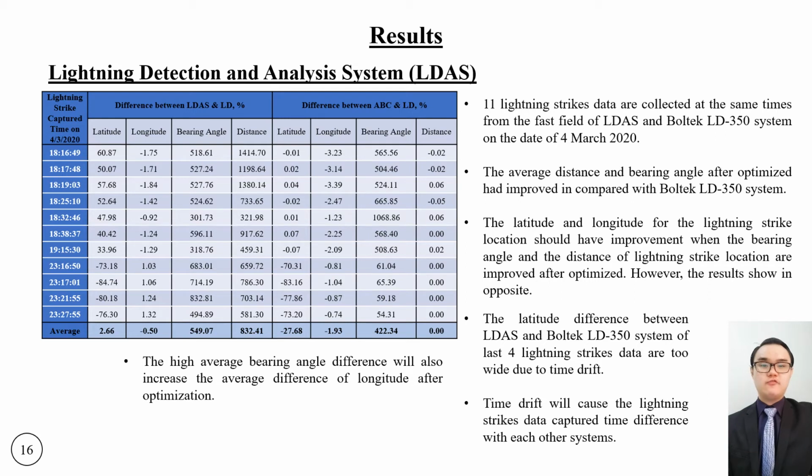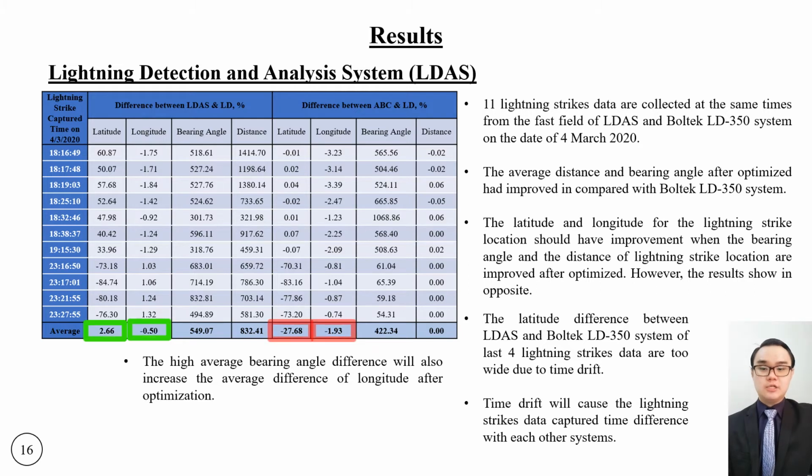To tune the peak voltage of the electric field and magnetic field of the LDAS to increase the accuracy of lightning strike location detection, 11 lightning strike data are collected at the same time from the LDAS and the Boltek LD350 system on the date of 4 March 2020, to have a fair comparison, apple to apple. The average distance and bearing angle after optimization had improved compared with the Boltek LD350 system. Generally, the latitude and longitude for the lightning strike location should improve when the bearing angle and the distance of the lightning strike location are improved after optimization using the ABC optimization algorithm.